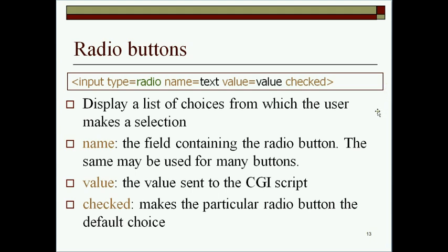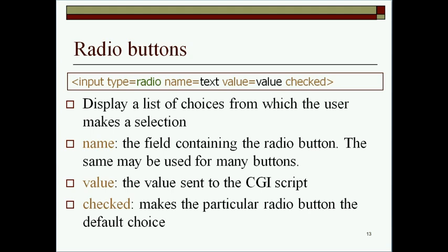Radio buttons provide a list of choices from which the user makes a selection. Usually, a radio button is not appearing by itself. They come as a group, and they all have the same name if they refer to the same group, but they differ in the values.